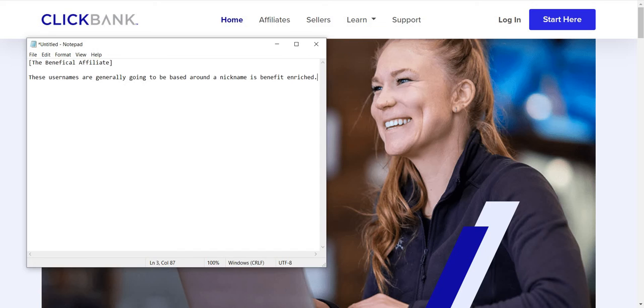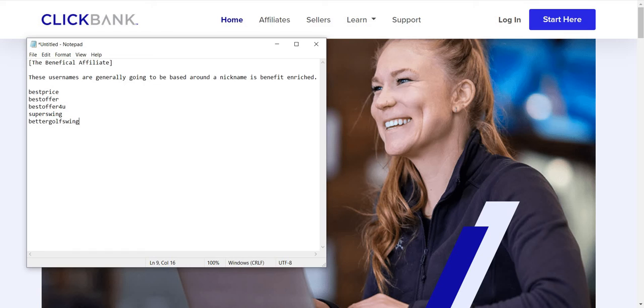These usernames are generally going to be based around a nickname that is benefit enriched. So what do I mean by benefit enriched? Well, think of anything when it comes to marketing, like the best price, best offer for you. Another way of talking about benefits is if you're in a specific niche, like say golf, something like Super Swing or Better Golf Swing. Anything that's related to benefits is just another angle when it comes to creating a Clickbank nickname.